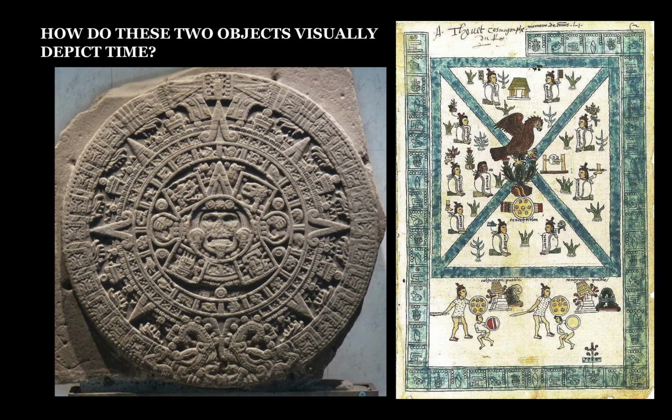So something I want you to consider, because they can be connected on this theme: how do both of these objects represent time? How do they visually represent time? Because they do it in different ways, but they are connected via either being made by the Aztec culture or representing the history of the Aztec culture.